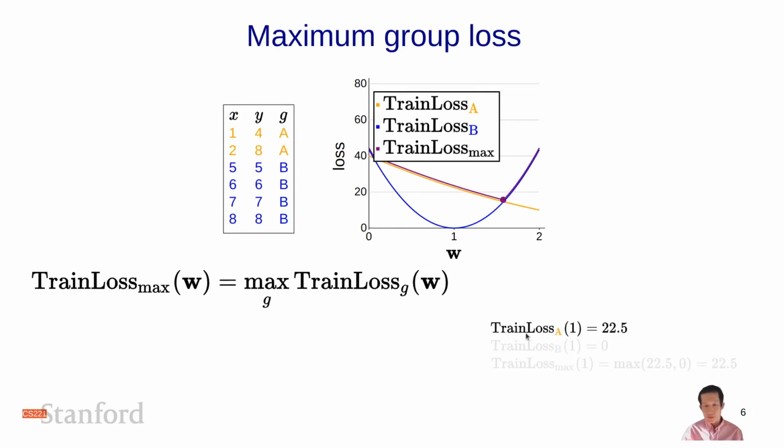Okay, so let's evaluate at our point w equals 1. Remember from the previous slide that the two losses are 22.5 and 0 for the two groups. To compute the maximum, we just take the max of these two values and you get 22.5. So 22.5 is a single number that summarizes how bad the worst group is off. That's the maximum group loss. And if you compare the maximum group loss, 22.5, with the average loss, which is 7.5, you see that the maximum group loss is larger, and it's always larger.